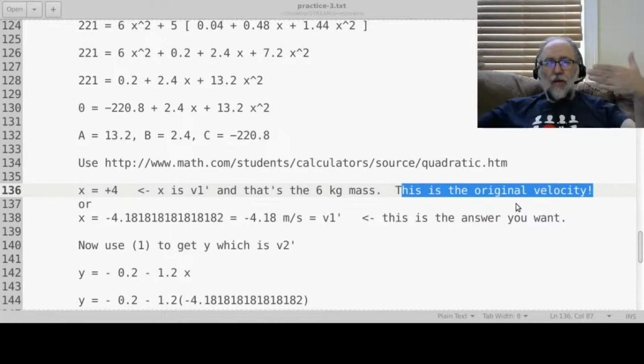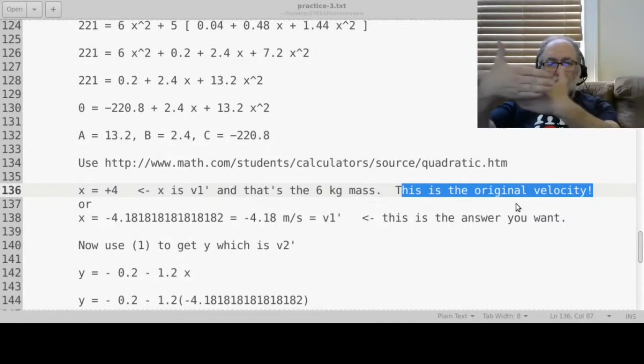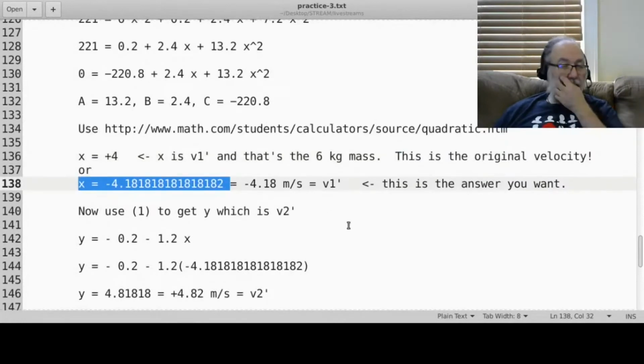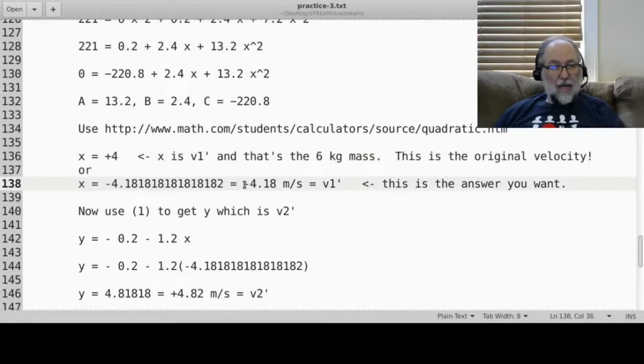One way you could interpret this is that instead of these two coming together, colliding and then coming apart, they come and maybe miss one another. In which case the 6 kilogram mass continues after the so-called collision or near miss at the original velocity of 4 meters per second. That's not the one we want. We want the other solution, because we're assuming there actually was a collision and the two did interact. That's this number right here. I just cut and pasted all the digits, and it rounds to negative 4.18 meters per second. That's your v1 prime, the answer you want.